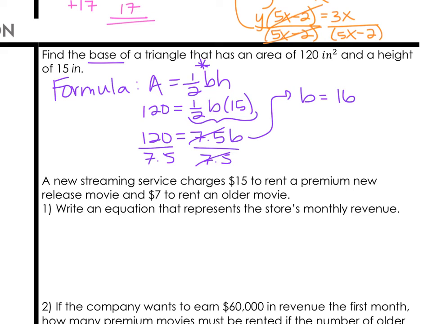Now we have to think about our label. Remember, we're talking about labeling answers. Get into the habit of that. Base and height are both one-dimensional measures. Area is two-dimensional, and that's why the label for area was inches squared. So the base and the height are both labeled in plain inches. And that's your final answer.